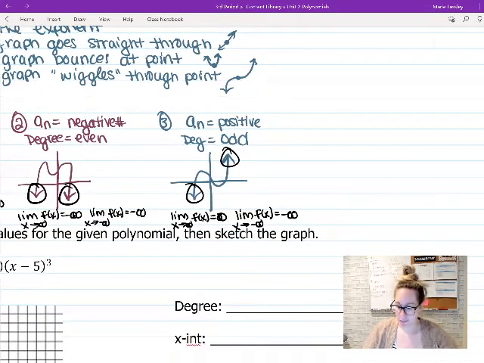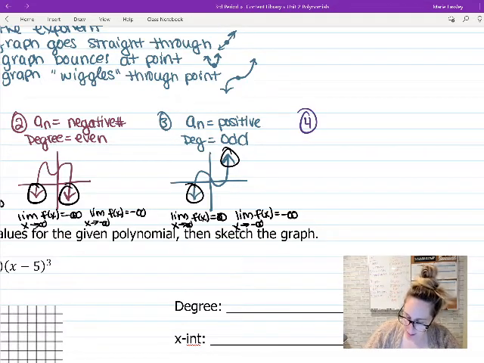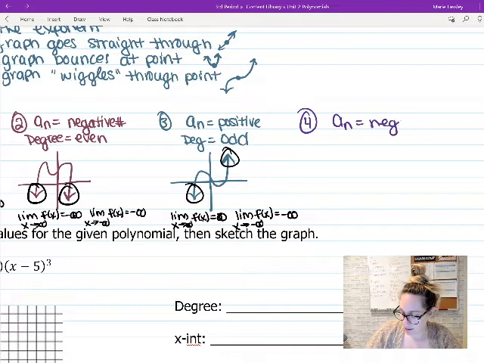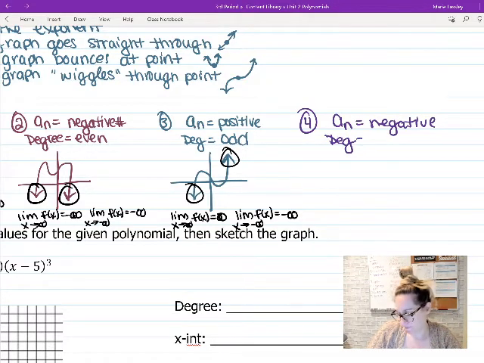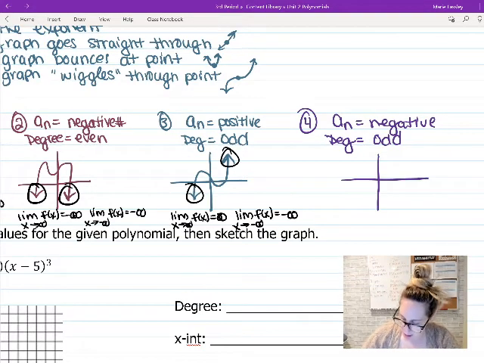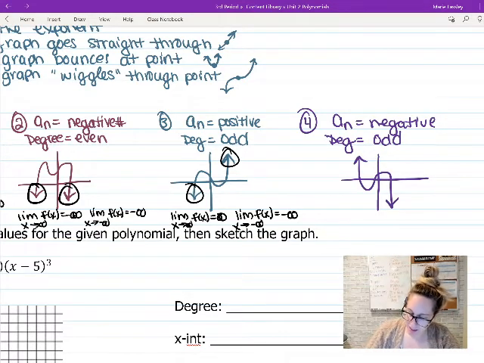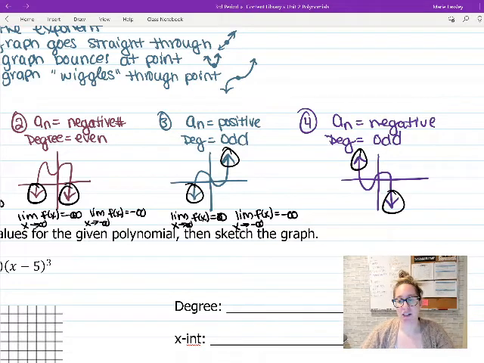All right, last but not least, we have number 4. All right, this is when a sub n is a negative number, and our degree is odd. All right, this one will look something like this. All right, and as you can see, our ends point different directions. That's a characteristic of it being an odd polynomial.